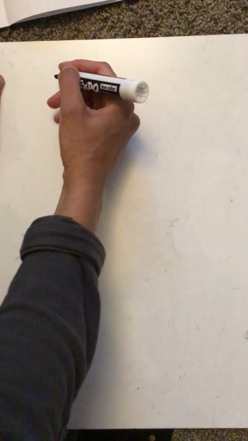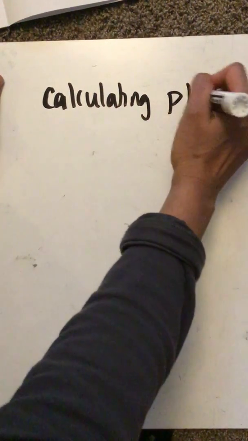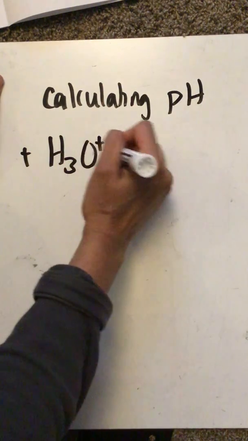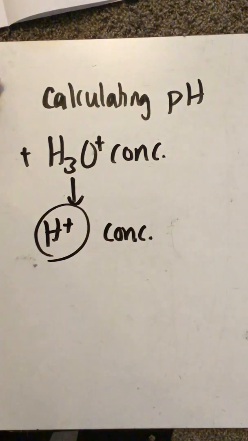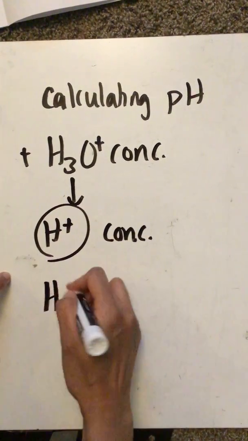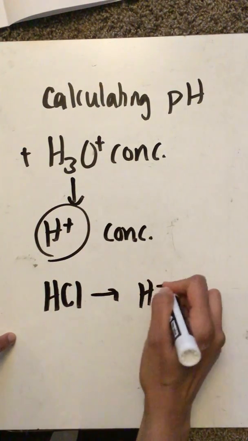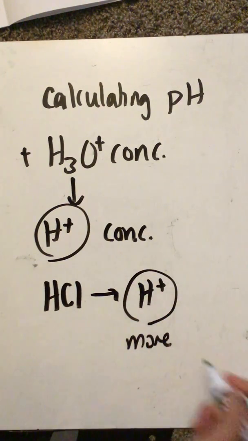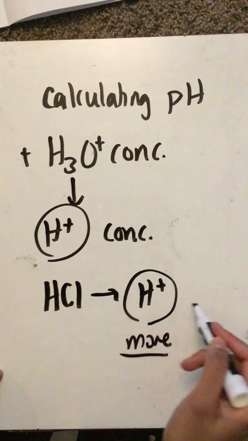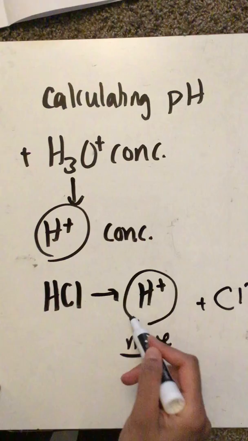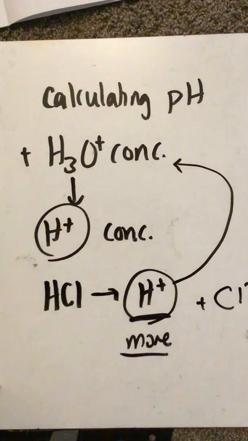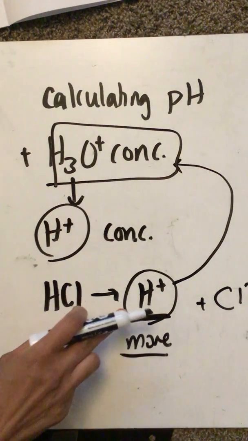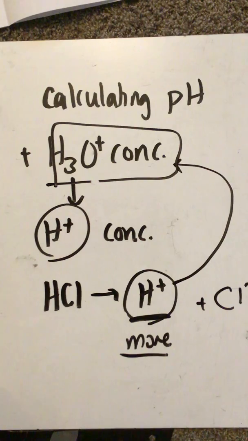So basically what we're going to be doing today is calculating pH and H3O positive concentration, which is just the same thing as H positive concentration, right? You should know that if you have a strong acid, because I told you this, you make more of these, because you're able to dissociate, and the stronger the acid, the more of this you make. And we use how many of these there are to calculate that concentration.